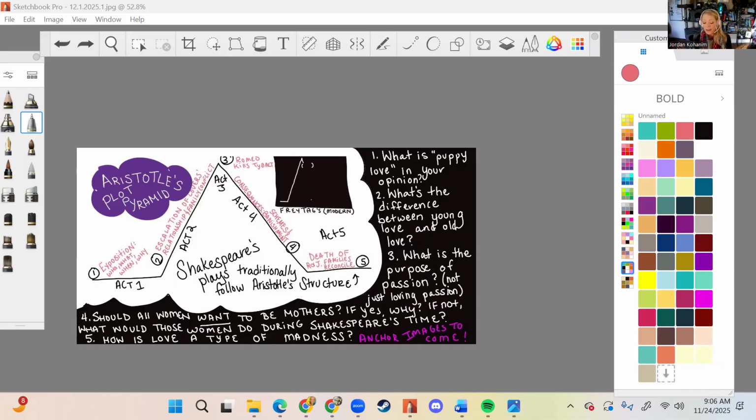And if not, what would those women who did not want to have children do during Shakespeare's time? What freedoms were they afforded, right? And if they weren't afforded freedoms, what happens to that passion? What happens to that feeling, that anger, all of those things? Where does that go? And then finally, how is love a type of madness?